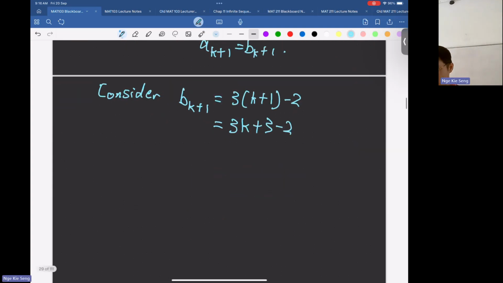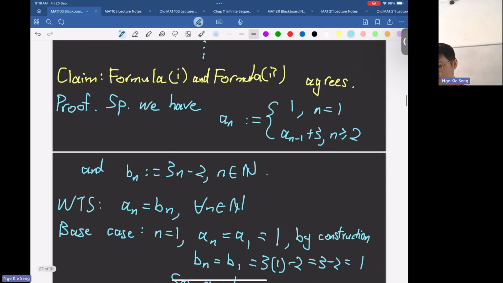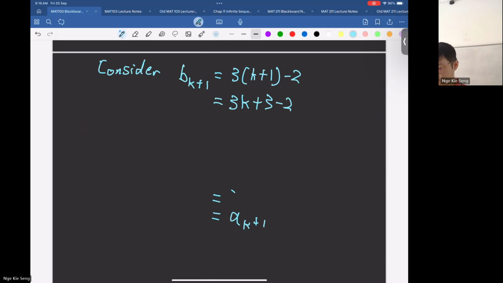You need to get to the final A_{k+1} here. But what is A_{k+1}? Maybe you can work backward now. Try and work backward. What is the definition of A_{k+1}? Because we already proved it for n equals 1, for sure all these k should be greater or equal to 2, so we can use the formula for n greater or equal to 2. So I should get the previous term plus 3.